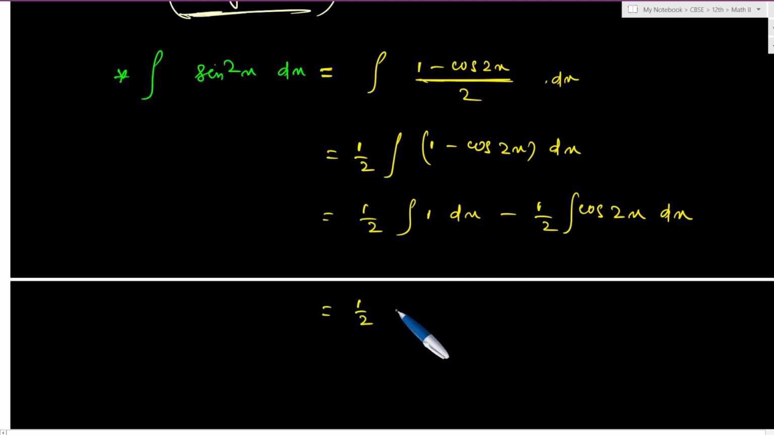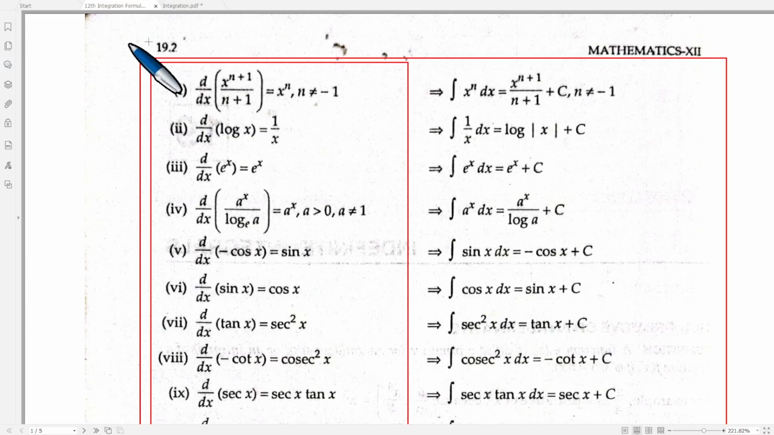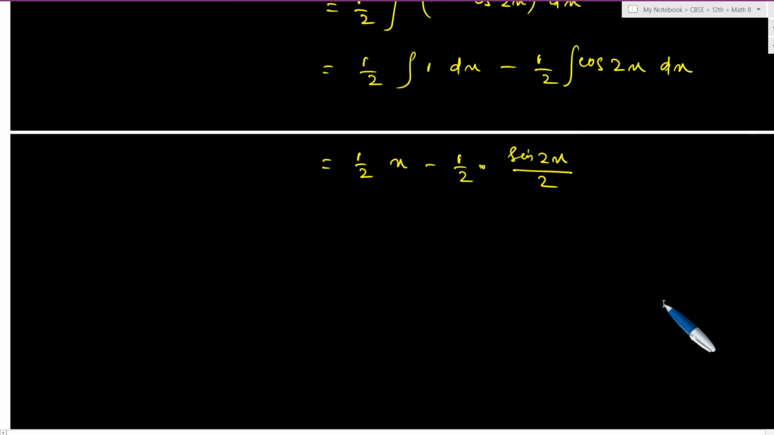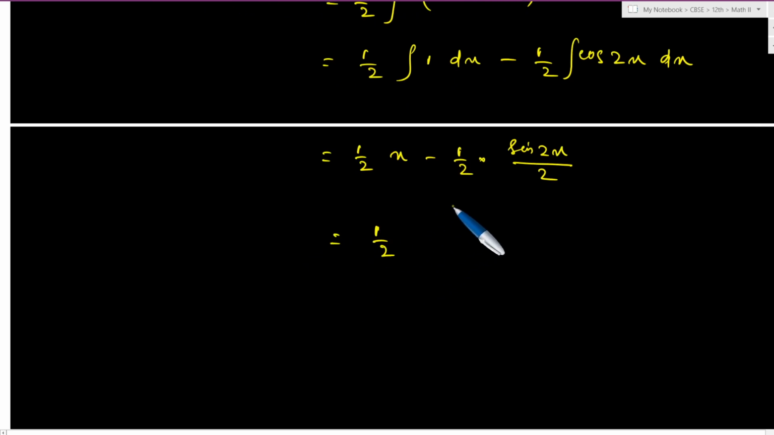It becomes 1 by 2, it is x minus 1 by 2. तो cos 2x का क्या होगा, that is equal to sin 2x by 2, हो गया, sin 2x by 2, ठीक है। और cos का इंटीग्रेशन क्या है, उसका फॉर्मूला क्या है, इधर देखो, cos का इंटीग्रेशन sin है, sin 2x by 2. ये कितना हो जाएगा, 1/2 कॉमन ले आओ, हो गया x माइनस sin 2x/2. This is the formula.